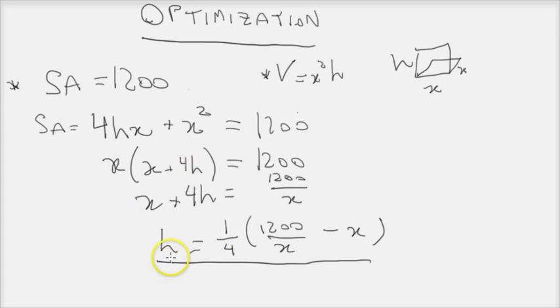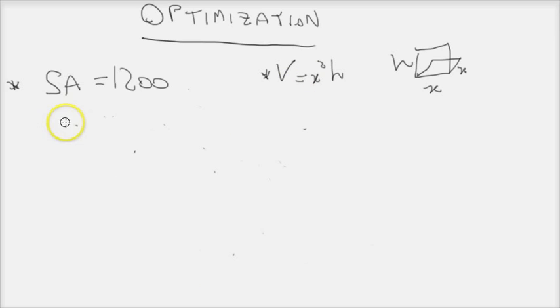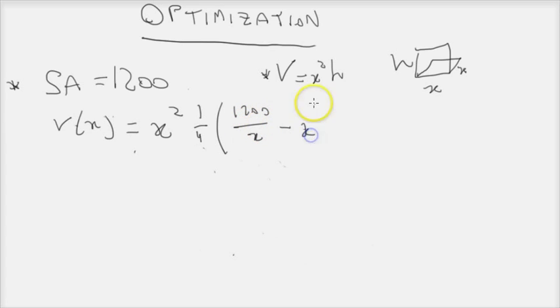Now we're going to want to plug this h in for the h in the v equation to make this all in terms of x. So to get v in terms of x, we'll have the x squared, and then that previous expression plugged in for h, and that is going to be a fourth of 1,200 over x minus x.